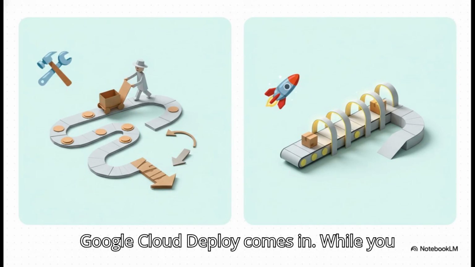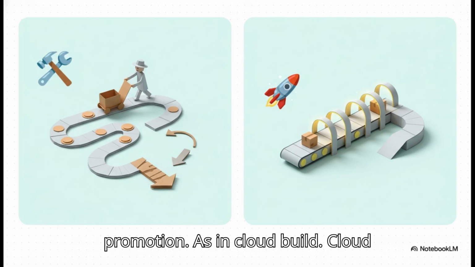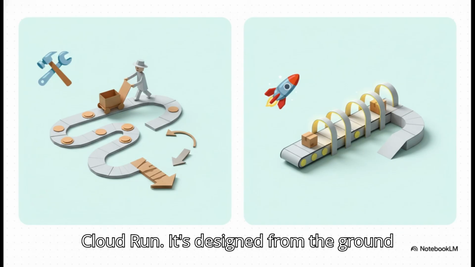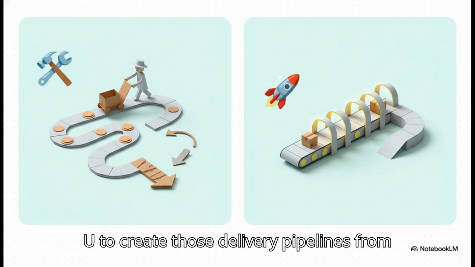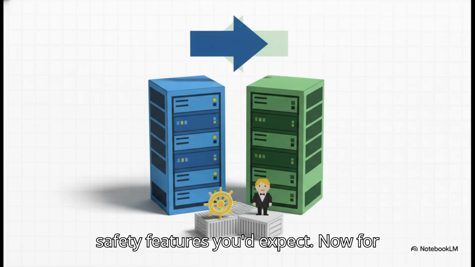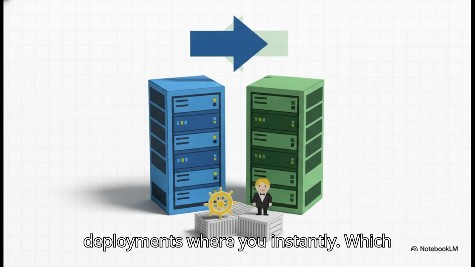And that's exactly where Google Cloud Deploy comes in. While you could try to script some manual promotion steps in Cloudbuild, Cloud Deploy has all of this built in, right out of the box, specifically for GKE and Cloud Run. It's designed from the ground up to create those delivery pipelines, from dev to staging to prod, with all the safety features you'd expect.